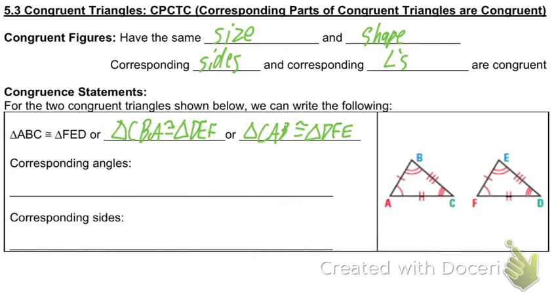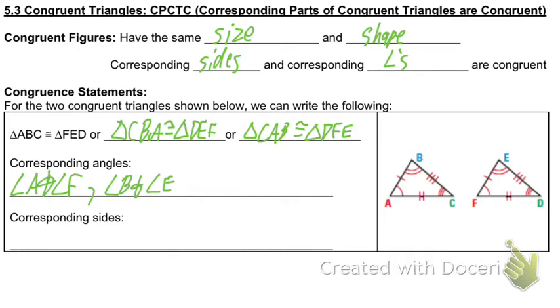I would say angle A and, I'm going to put an and symbol, angle F are corresponding. Who can tell me another set of corresponding angles here? I'm going to put a comma. Angles B and E correspond. They go together. By corresponding, going together, we mean that they're in the same place of that triangle.